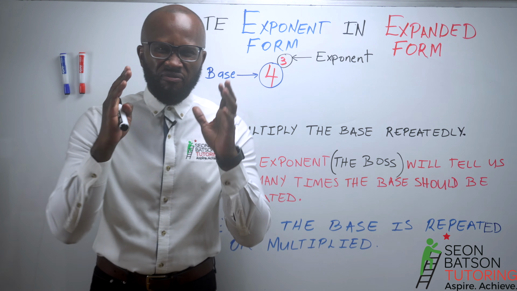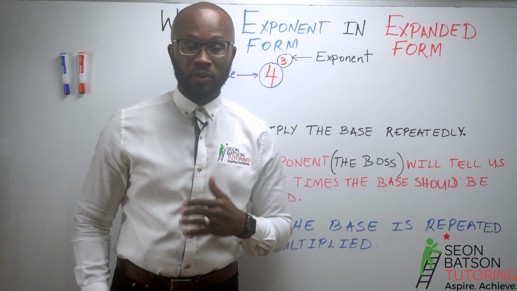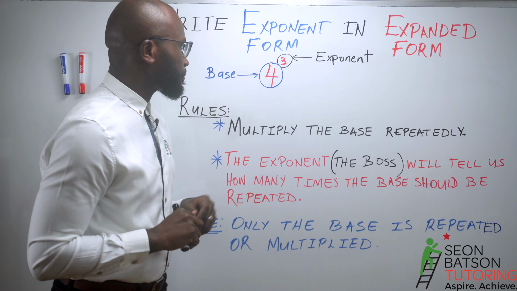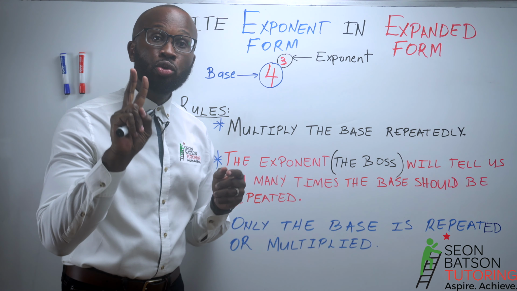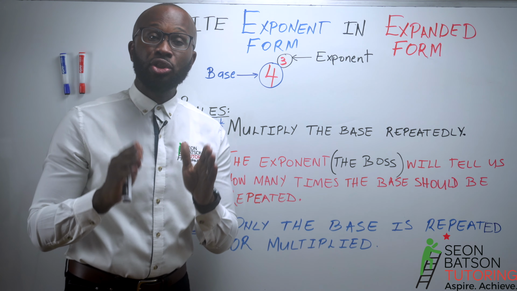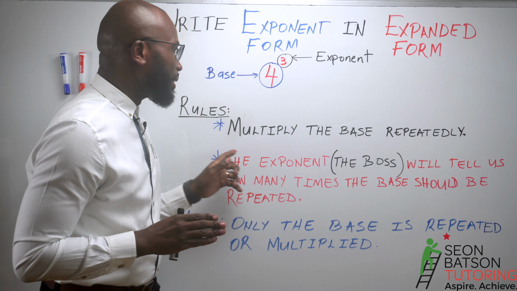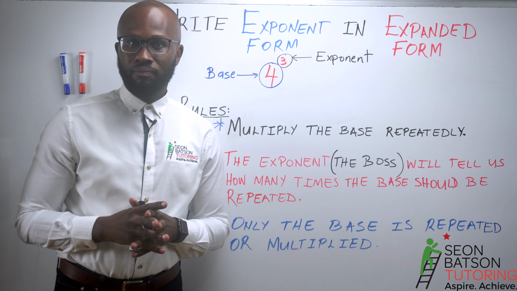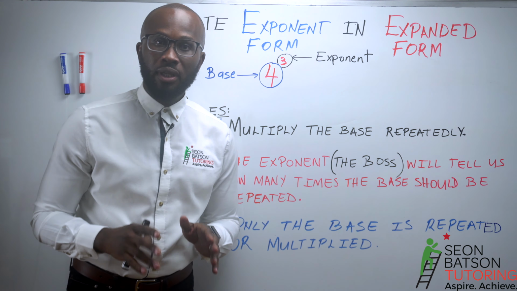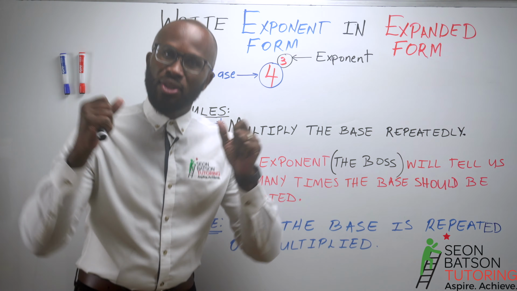So let's go. I am going to teach you some very simple rules that will help you master writing exponent form in expanded form. But before we go through the rules, let's review an expression that's in exponent form. An expression that's in exponent form has two main parts, a base and an exponent. The little number at the top, that's your exponent. Yes? To expand an expression that's in exponent form, we will simply multiply the base by itself repeatedly. Now, the exponent or the boss will tell us how many times the base should be repeated. Now, very important, only the base is repeated or multiplied. So far, so good? Super!